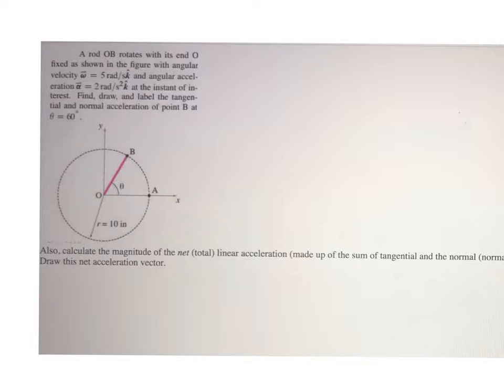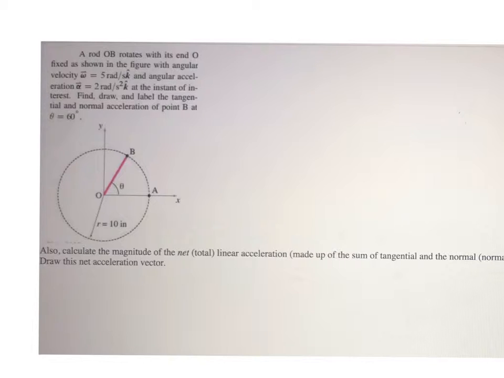So here we are. A rod OB rotates with its end O fixed as shown in the figure with angular velocity omega equals 5 radians per second in the k, or z, direction, and angular acceleration alpha equals 2 rad/s squared in k at the instant of interest. Find, draw, and label the tangential and normal components at point B at theta equals 6 degrees.